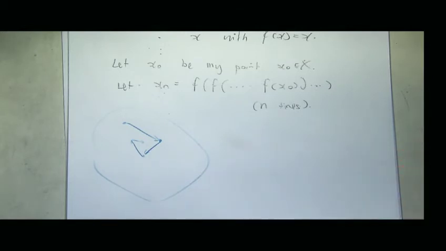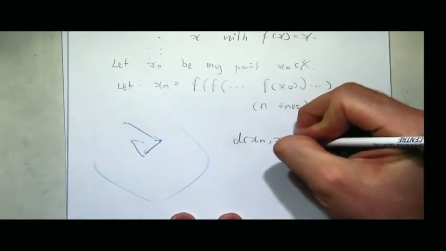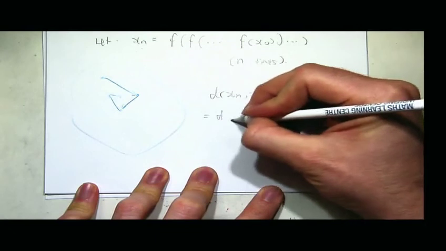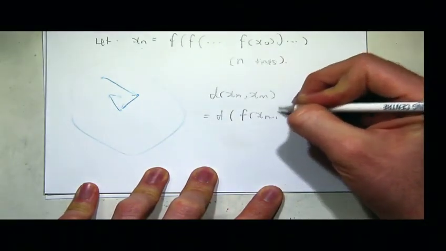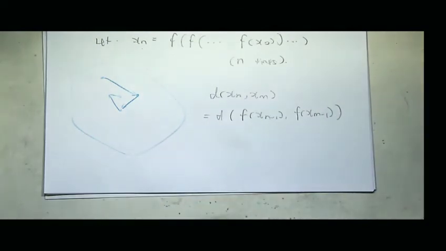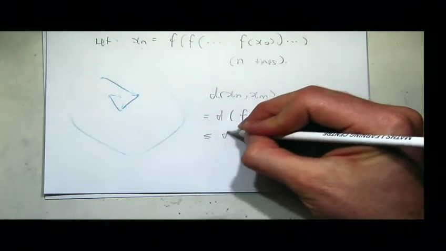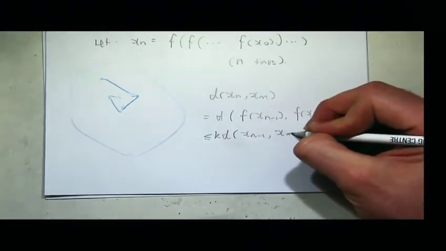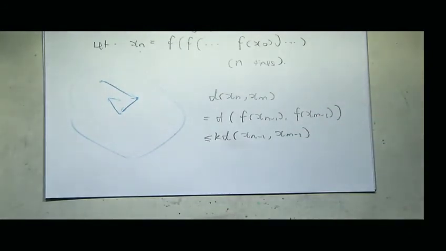All right. So to do Cauchy, I'm going to need to do like d(xn, xm) somehow. And that's d of f of xn minus 1, because xn I got by doing f on the previous point. And this is less than or equal to k times d(xn-1, ...), according to my rule for contraction. That's not helpful, is it? Damn.